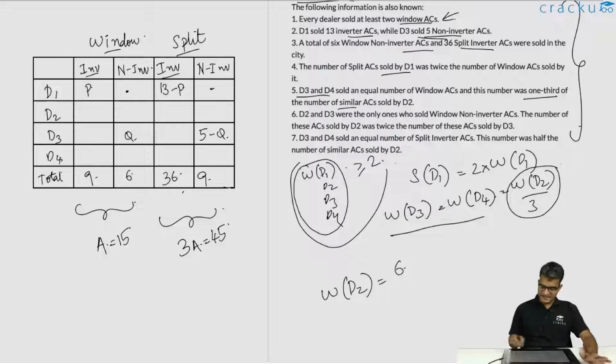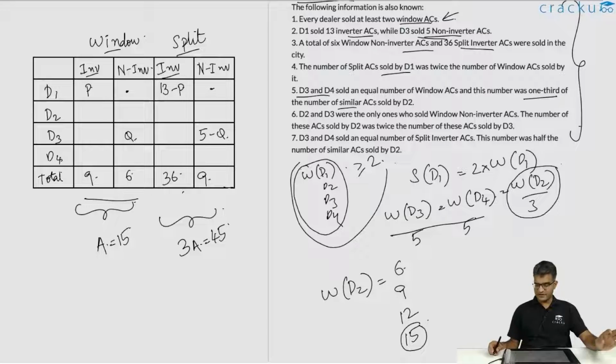So it is either 6 or 9 or 12 or 15, because the total number of window ACs sold is 15. Clearly it cannot be 15, because if this is 15, D3 will be 5, this will be 5. So the total number of window ACs sold by D2, D3 and D4 is already 25. So this can't be 15. For the same reason, it cannot be 12, because if it is 12, this will be 4 and 4. So the total number of window ACs sold by D2, D3 and D4 will be 20.